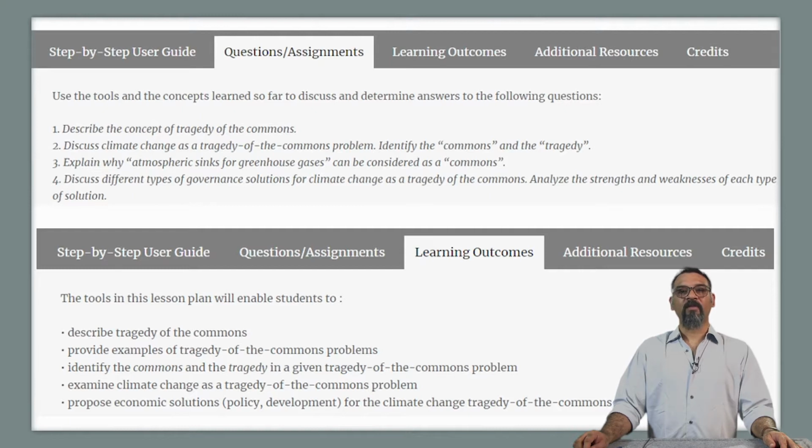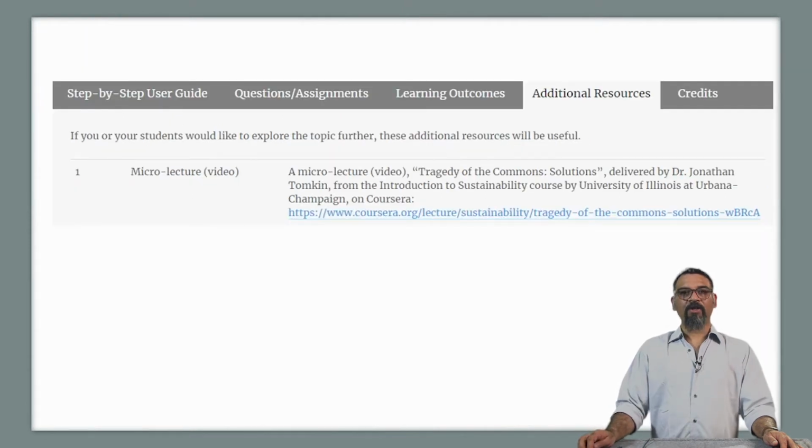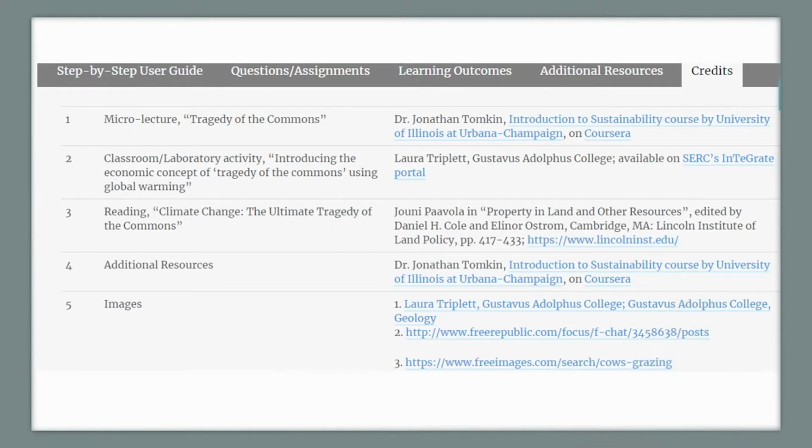The learning outcomes. This lesson plan will enable your students to be able to: 1. Describe tragedy of the commons, provide examples of this problem, identify the commons and tragedy in given problems, examine climate change as a tragedy of the commons problem, and propose economic solutions for the climate change tragedy of the commons issue. If you or your students would like to explore this topic further, some of these additional resources may be useful for you.